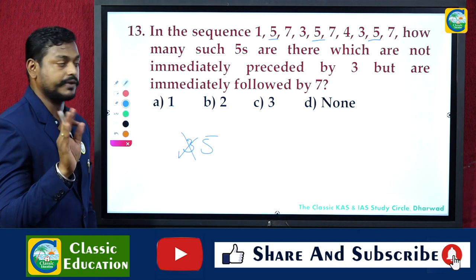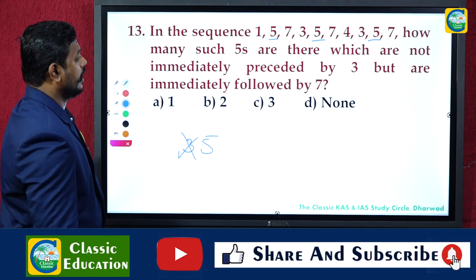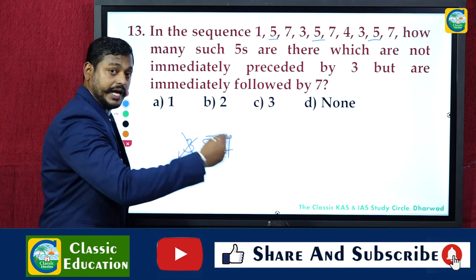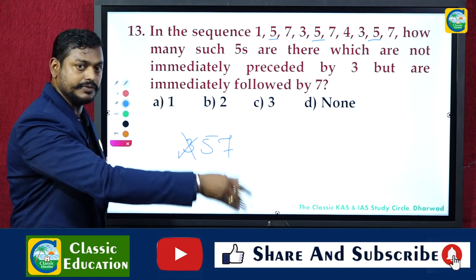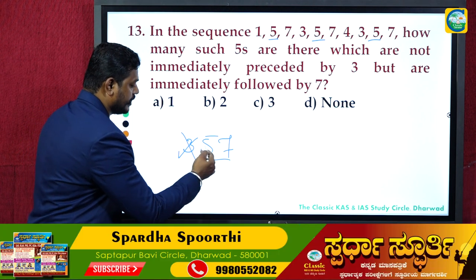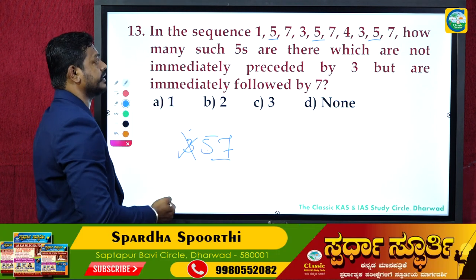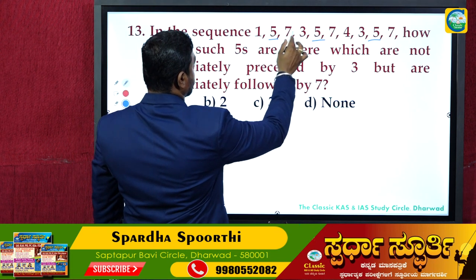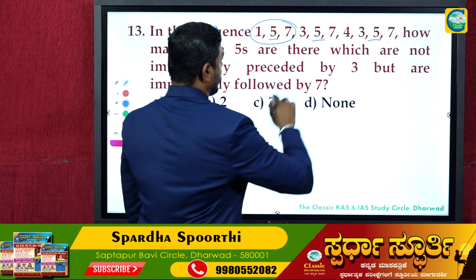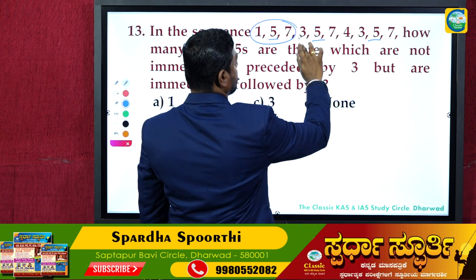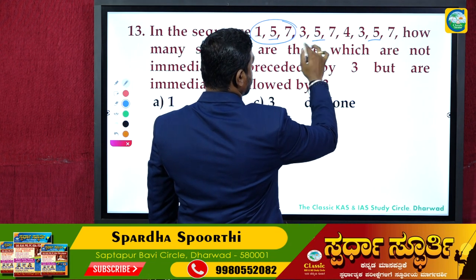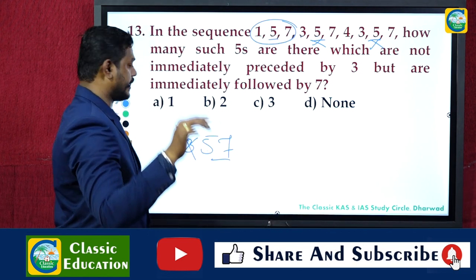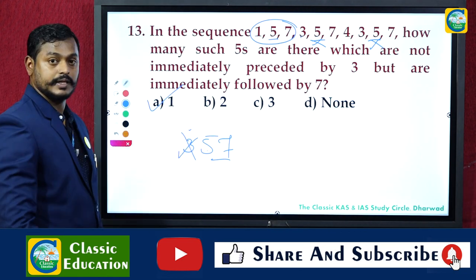Not preceded by 3, but immediately followed by 7. Immediately followed by 7 means the next number is a 7. Preceded by, then followed by 7. Let me check here. Okay, 5 1 5 7, yes, it's one group. Here it is 5, 3 immediately preceded by 3, so it is not counted. Here 7 is there, but 3 is preceding. Again this also doesn't qualify, so only one pair, that is the answer 1, right friends?